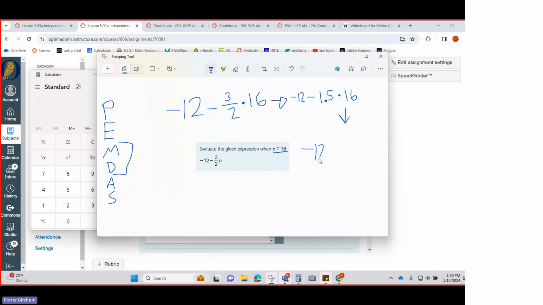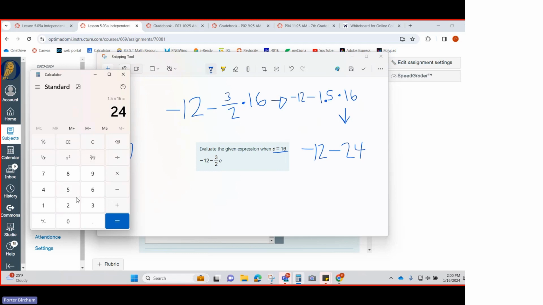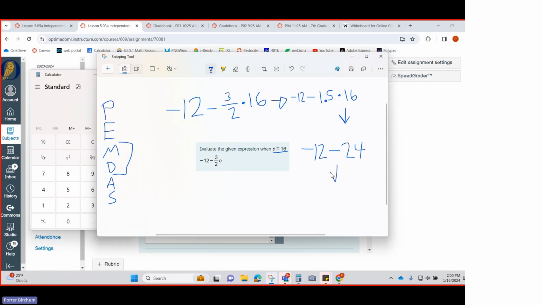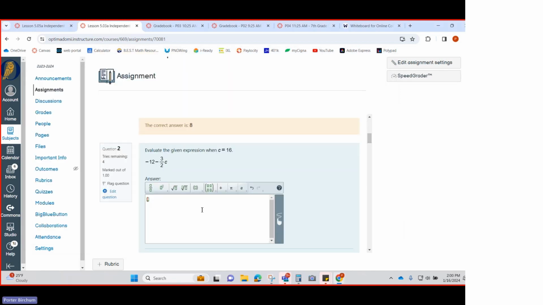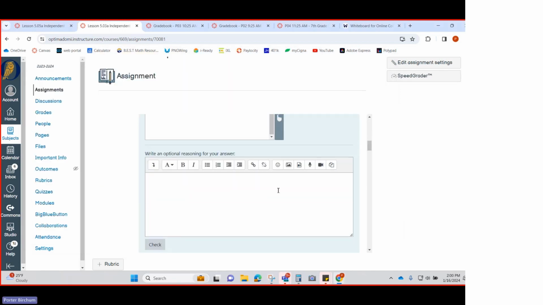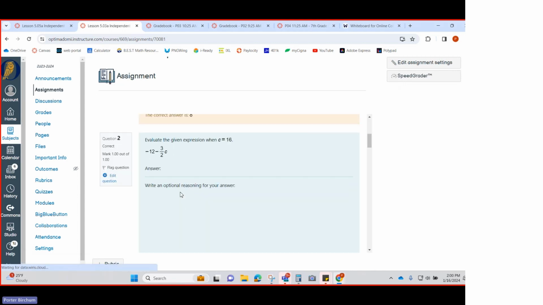So I have negative 12 minus, instead of 1.5 times 16, I have 24. Now, I type in my calculator, negative 12 minus 24. If you lose 12 of something and then you lose 24 of something, how much have you lost in total? You have lost 36 things. If you subtract from a negative, your answer gets more negative. Negative 36. Your numbers will be different, but the problem will be very similar.